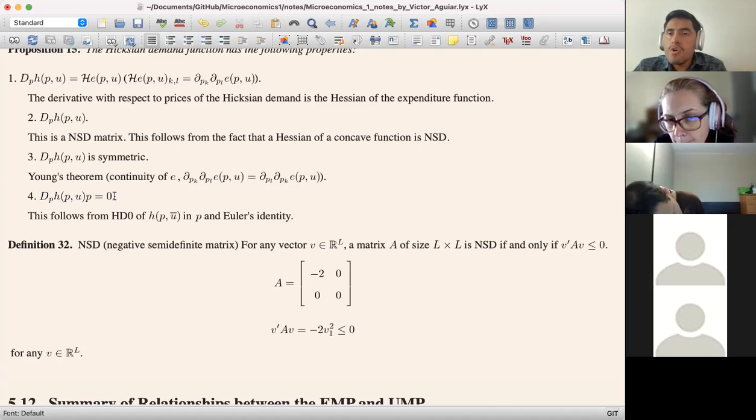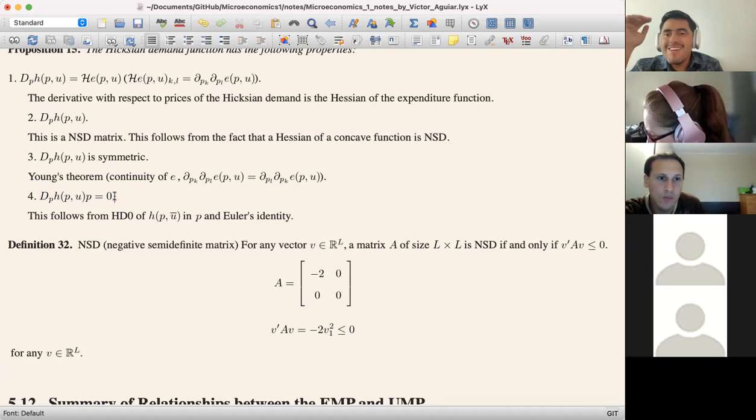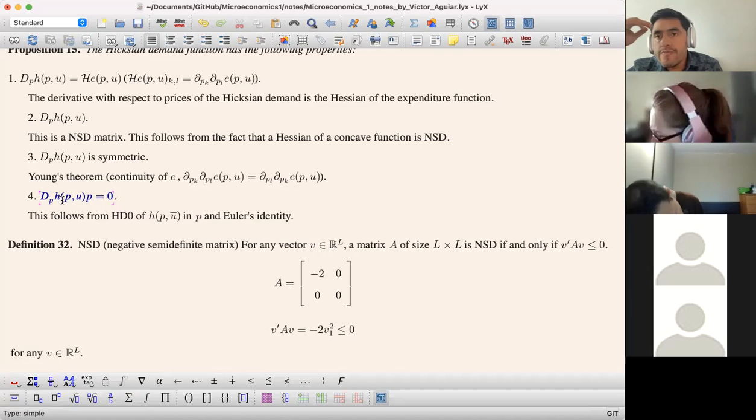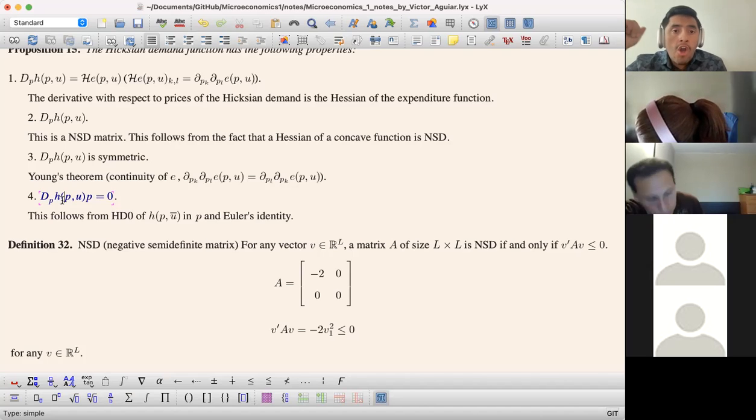So who remembers eigenvectors and eigenvalues? Again, this is a parenthesis for linear algebra wizards. The price will be an eigenvector that is associated with the eigenvalue of 0. So this equation 4 is essentially telling you that price is an eigenvector associated with an eigenvalue of 0. So it turns out that price is an eigenvector of this D_p h, and essentially this is another face of the property of homogeneity of degree 0.